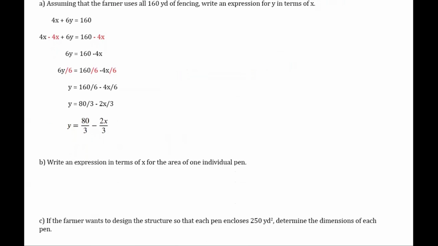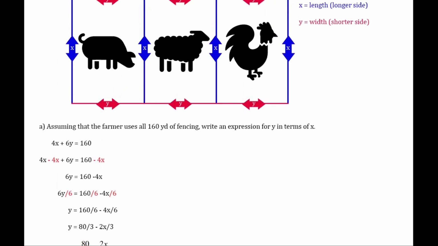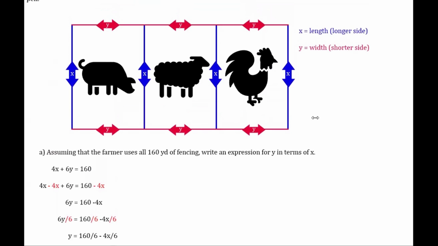Write an expression in terms of x for the area of one pen. Well, first, let's just concentrate on what we understand about this because it might be confusing. In terms of x, what does that mean? But you know what area is, right? Area is length times width. Or in our case, it's x times y. So I could say the area is x times y.